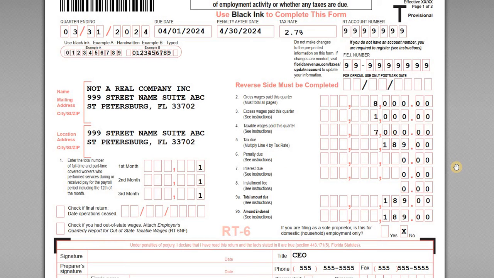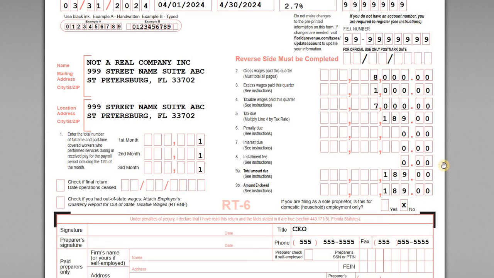Lines 6 and 7 are blank for us because we're not filing late. We're going to file on time so we don't owe any penalties or interest. And then line 8 is blank as well. This is an installment fee. So you can elect to pay the taxes due in installments.